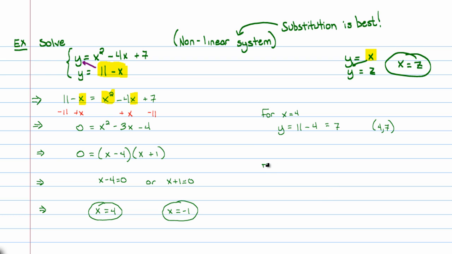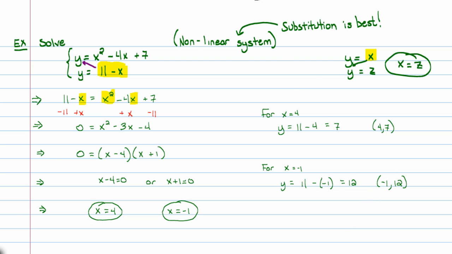And now for x equals negative 1, again, plug that into either of the original equations to find out what the corresponding value of y is. Y is 11 minus that negative 1, that's 11 plus 1, or 12. So the solution for x equals negative 1 is y equals 12.